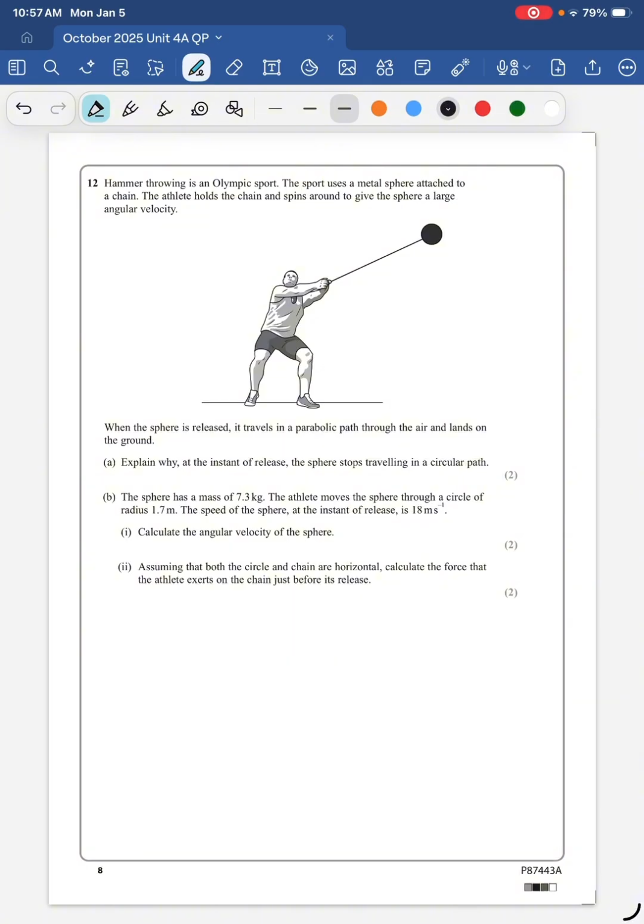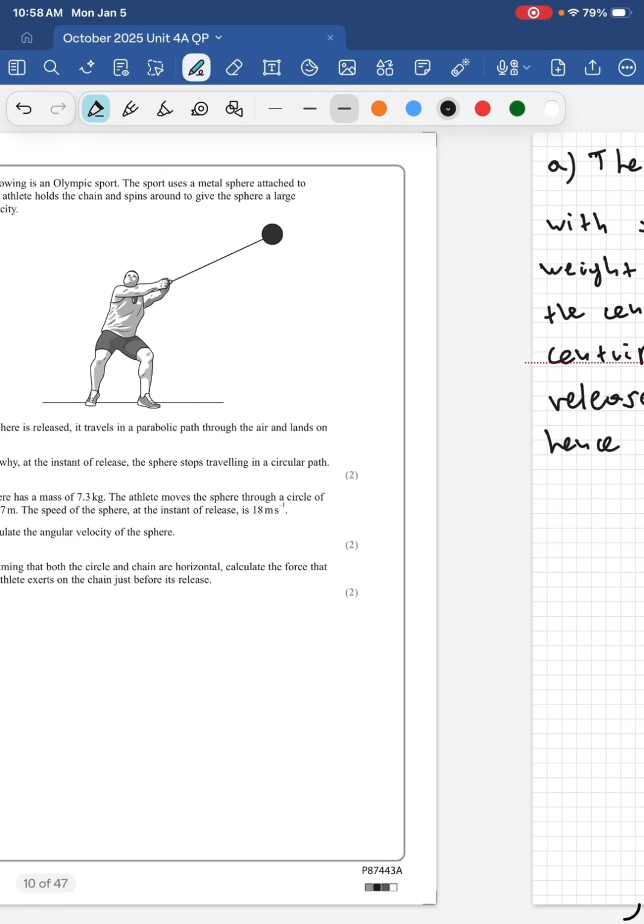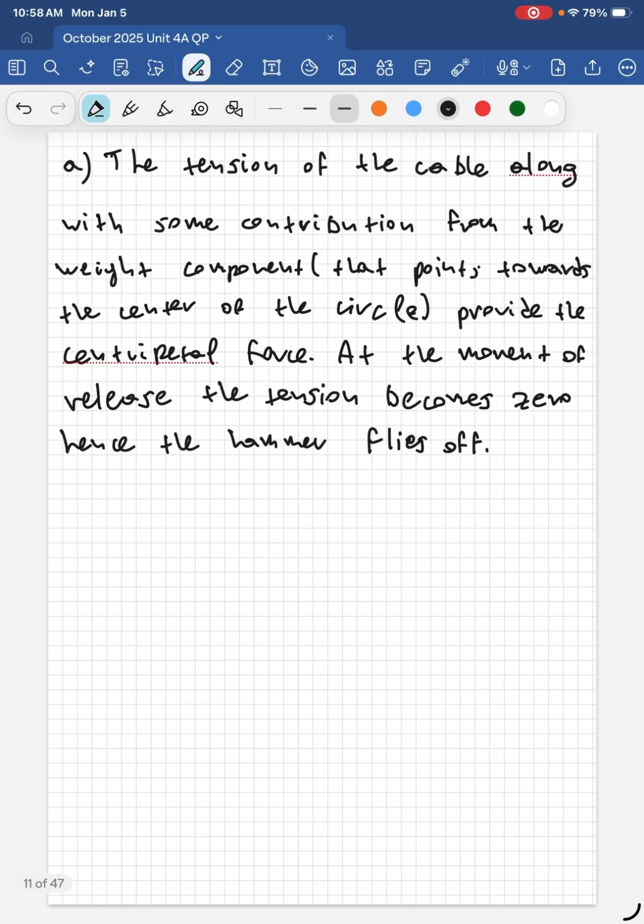The sphere has a mass of 7.3 kilograms. The athlete moves the sphere through a circle of radius 1.7 meters. The speed of the sphere at the instant of release is 18 meters per second. Calculate the angular velocity of the sphere. Okay, so part B, part 1.